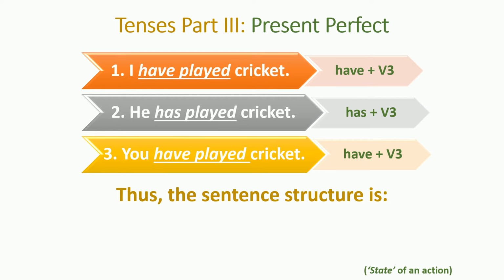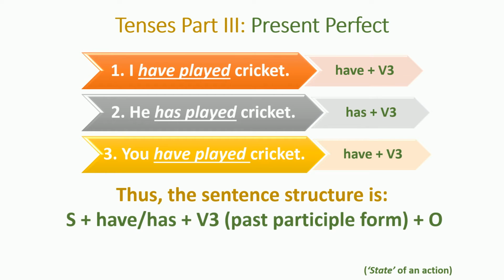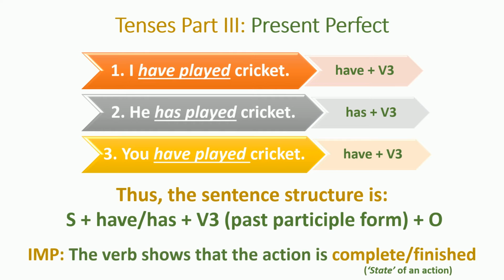Thus, we can say that the sentence structure of present perfect tense is as follows. First of all, we take subject. Subject is the doer of action. Then we take the auxiliary verb have or has. Then we take the V3 that we call the past participle form of the verb. And the last one is object. Object is the receiver of action. As far as state of action is concerned in this tense, the verb shows that the action is complete, finished or perfect. So it is called the perfect tense.